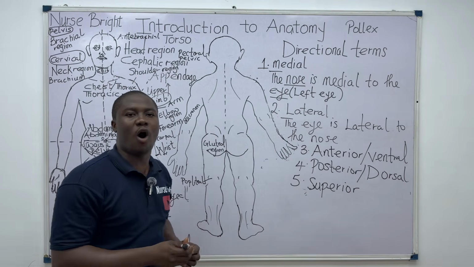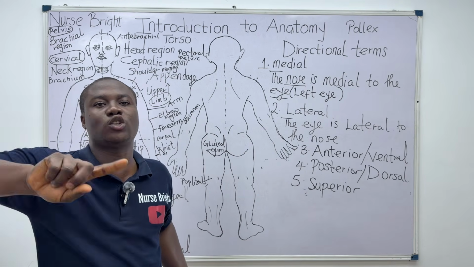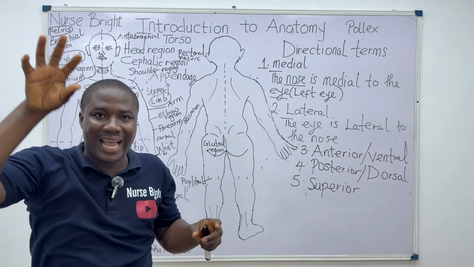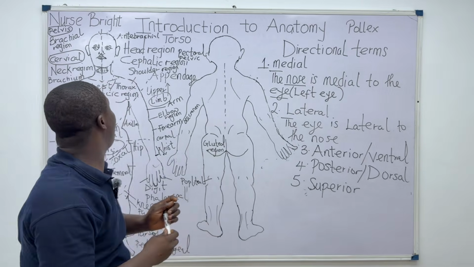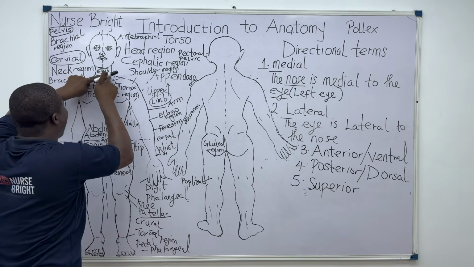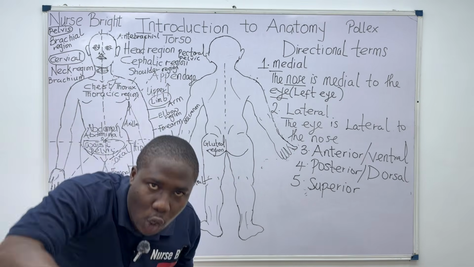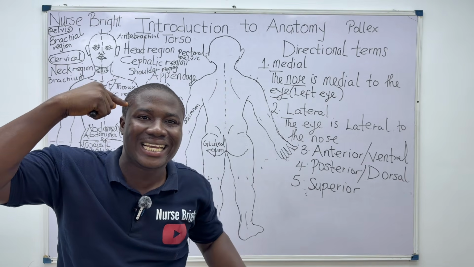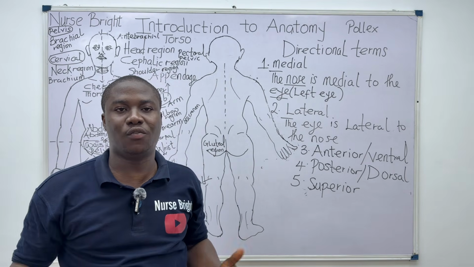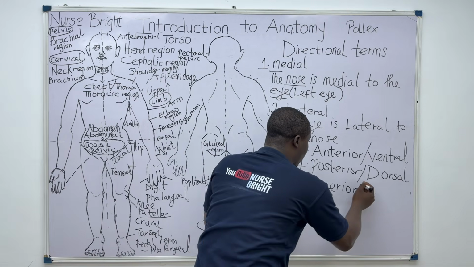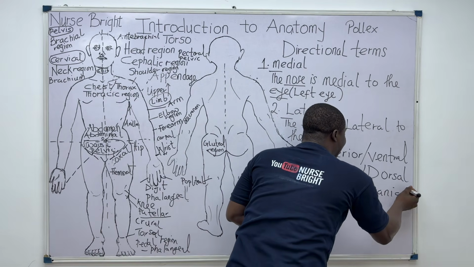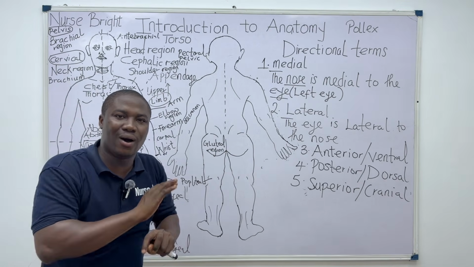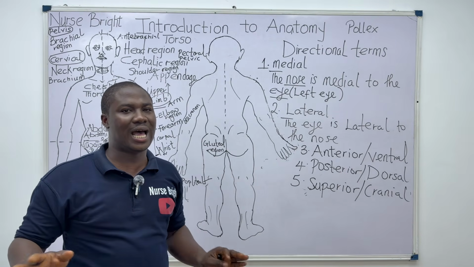Now, a structure of the body is said to be superior to another structure if it is closer to the head region. That's what we mean by superior. So, relating the head now and the neck, which is more superior to each other, it is the head. We simply say anatomically that the head is superior to the neck of the body. And if you don't call it superior, you can call it cranial. So the head is cranial to what now? The neck. Are you there?